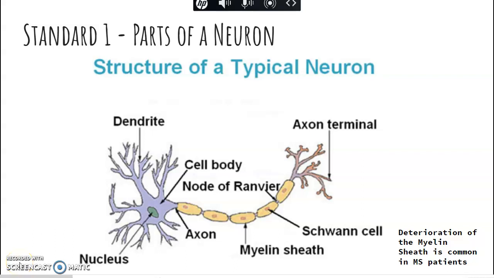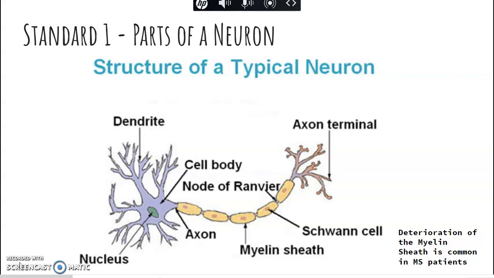All right, I'm going to run through a quick review on the parts of a neuron. So today we're going to just look at the typical structure of a typical neuron. We've gone over this before. On the left, you see the dendrites. Those are those branch-like structures that are attached to the cell body. The cell body is called the soma. On your test, it'll be soma.